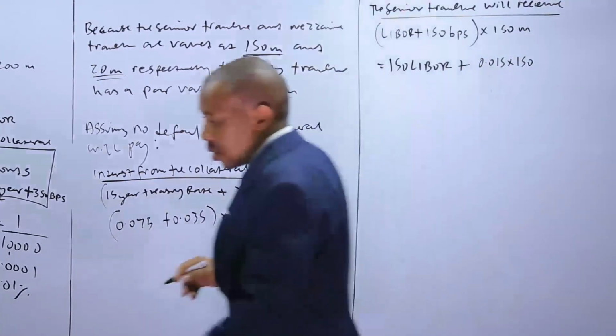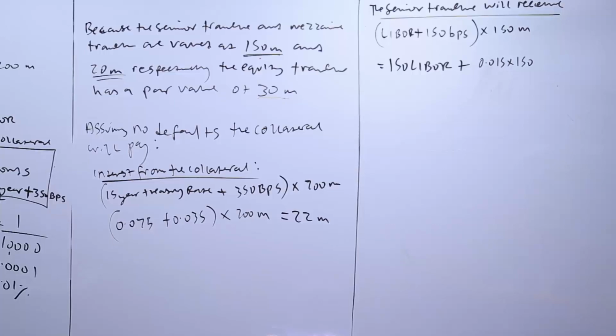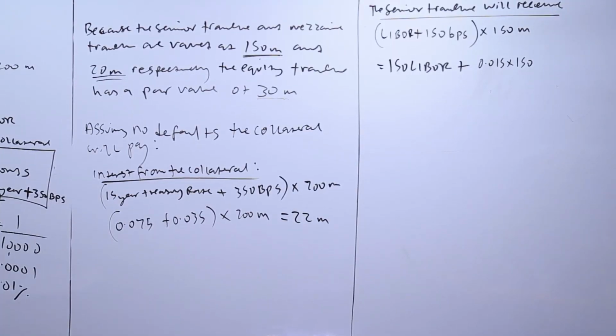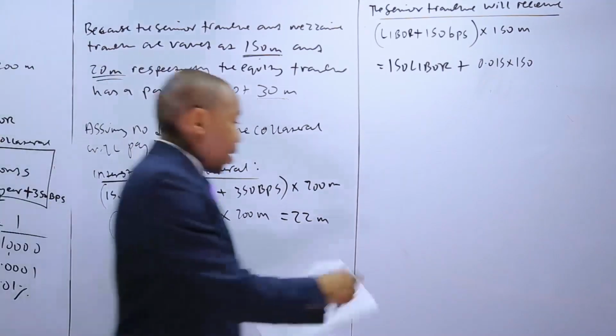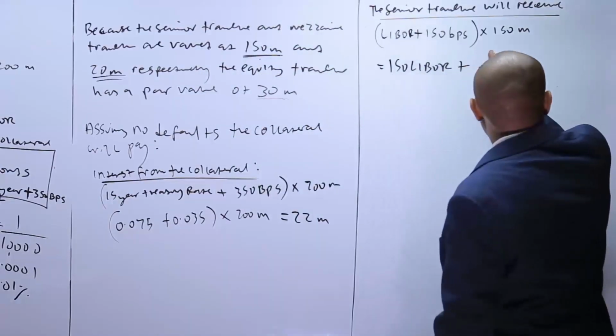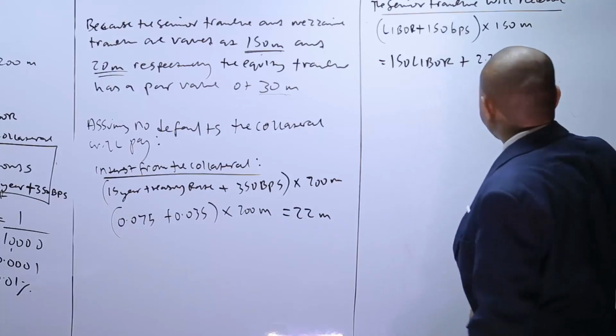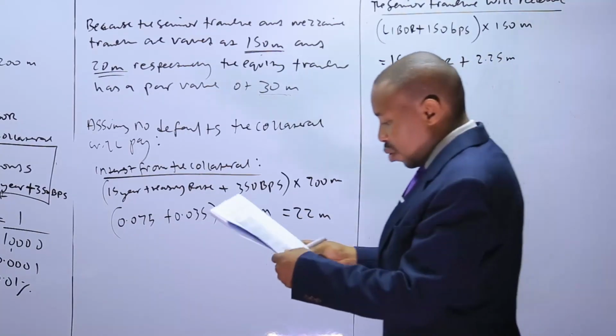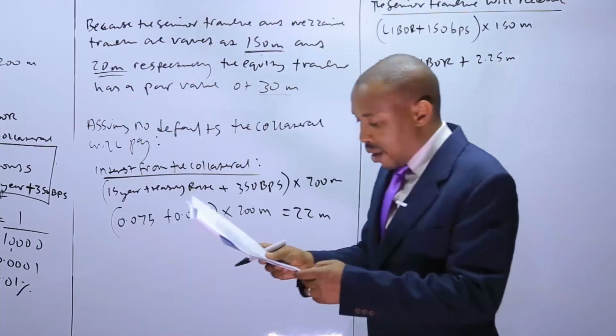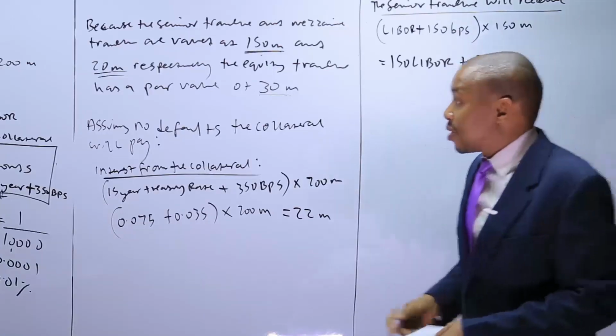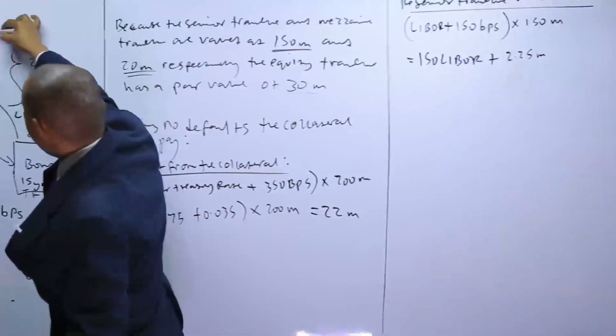So how much do we get right there? So we have 0.015 multiplied by 150, 2.25 million. So you can wrap this, put 2.25 million right there. Now once we've looked at how much the senior tranche will receive, how much will the mezzanine tranche receive? We've already done that right there.